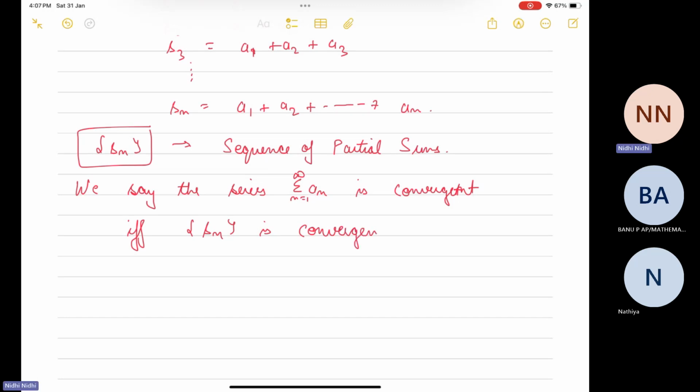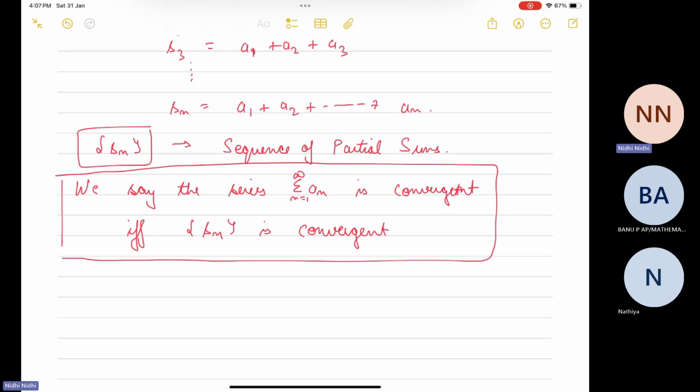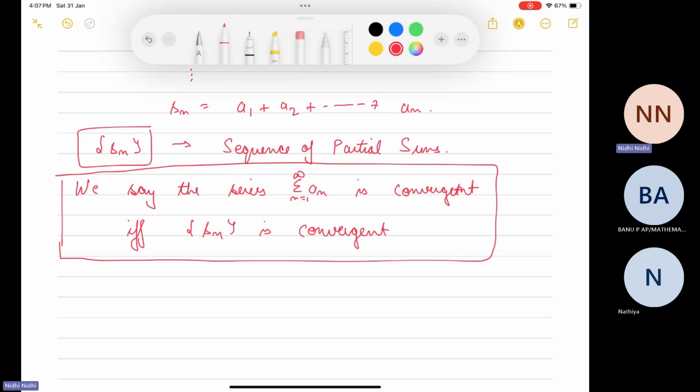So we should not get afraid when we hear the term series. Series is nothing but the sequence of partial sums. So we have some results. I would like to recall all those results that we will be using in order to prove whether the series is convergent or not.